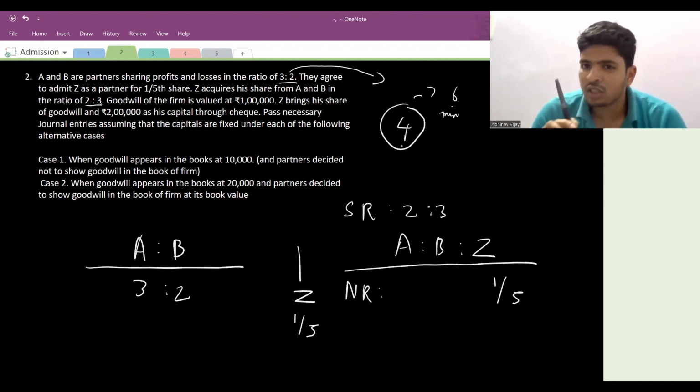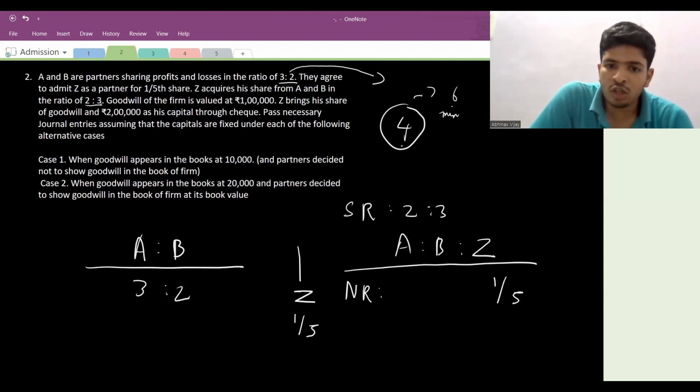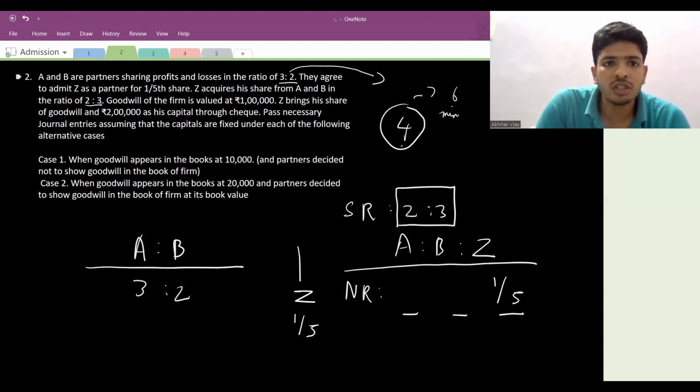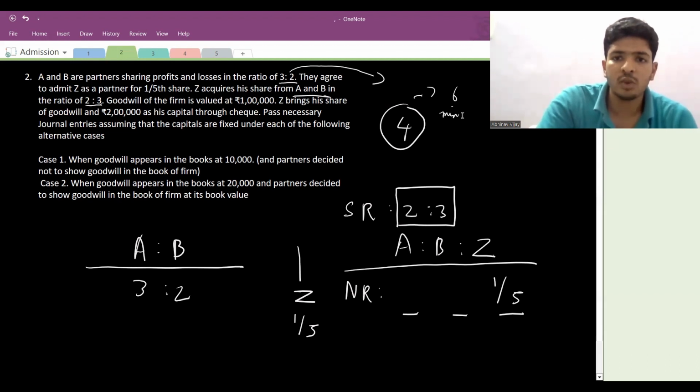I'm going to solve this question in a certain particular way. If you have a doubt in it, you solve it using the normal way. Anyway, you're going to spend 2 minutes extra, but you're not going to make any mistake. But I'm giving you a tip to save the 2 minutes because my job is to make sure you save every second that is possible. Here we don't know the new ratio, but we know Z's new share is 1 by 5th. And we know the sacrificing ratio is 2 to 3. Why? Because they say Z acquires a share from A and B in the ratio 2 to 3. This can be found out normally by the method also, but here it's already given in the question. Now, what I'll do is, first I'll complete the working notes.